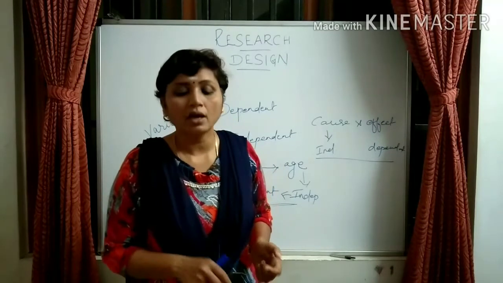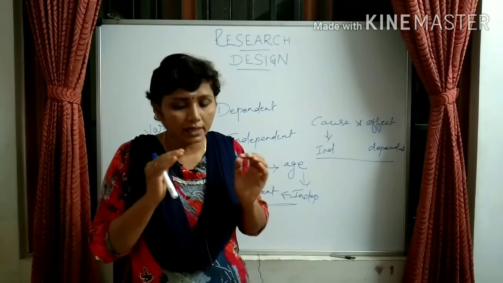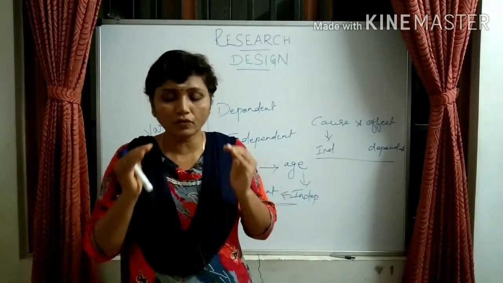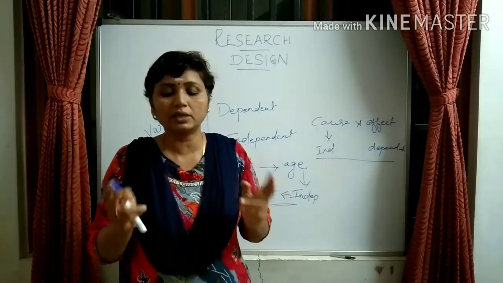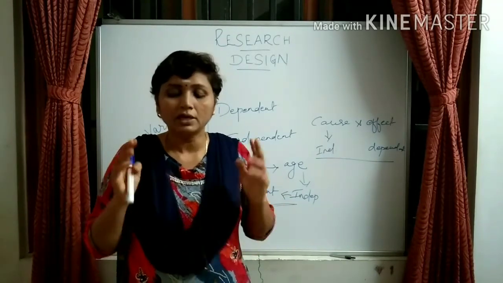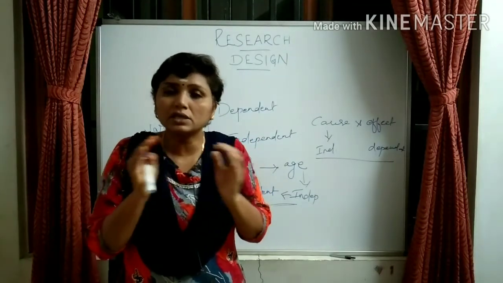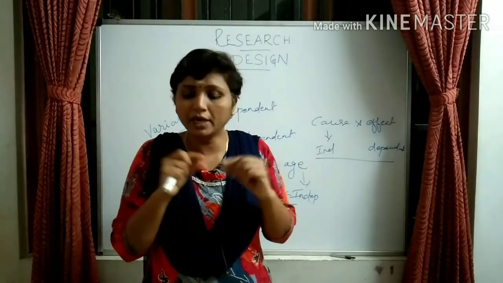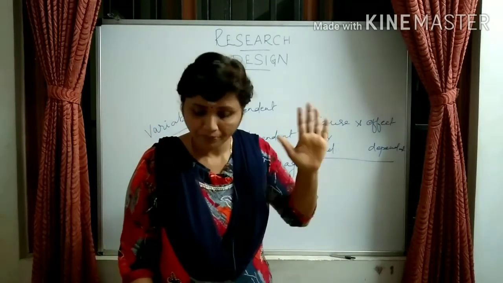Next comes the confounded relationship. When the dependent variable is not free from the influence of an extraneous variable, the relationship between the dependent and independent variable is said to be confounded by an extraneous variable. It will show the influences on the dependent variable. That is called the confounded relationship.